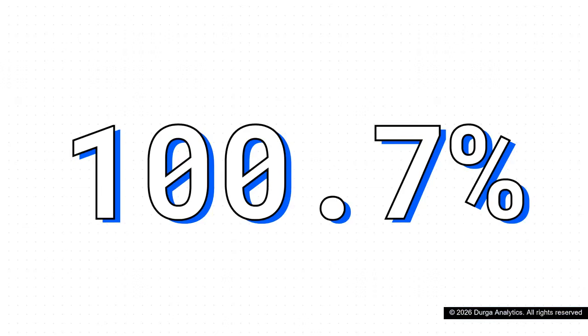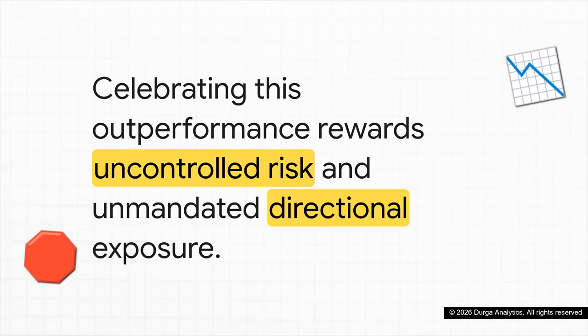Sounds incredible. But when we decompose those numbers with our attribution engine, we find out that 100.7% of their total P&L actually came from unmandated directional flat price exposure. Basically, they took massive directional risk that they were absolutely not supposed to be taking, and they just got incredibly lucky. To make matters worse, their actual mandated basis strategy, the very thing they were hired to do, underperformed by 56%.